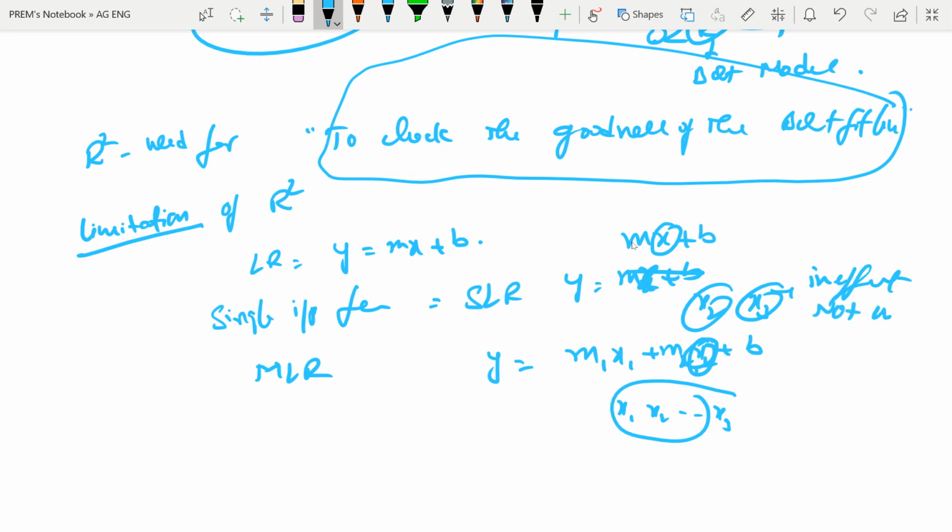Inefficient means not useful, with a minimum significance value. So what happens? It leads to a misleading model. Even if you add more independent variables which are not useful, which are not significant to the dependent variable, the model will be misleading. So this is the drawback of the R square.